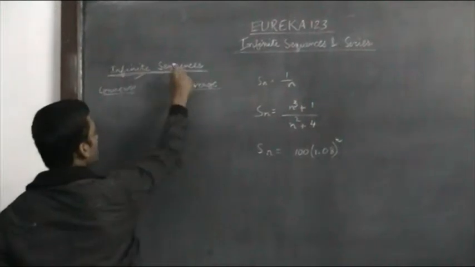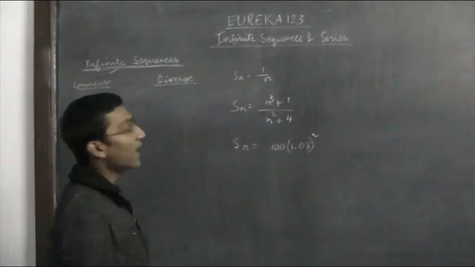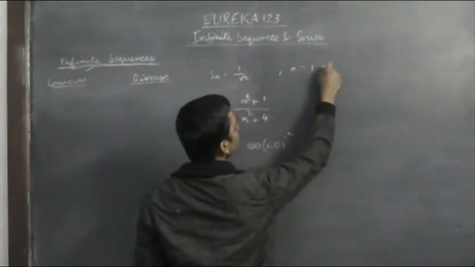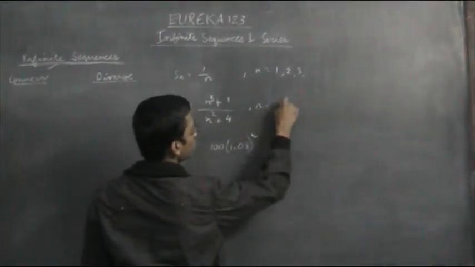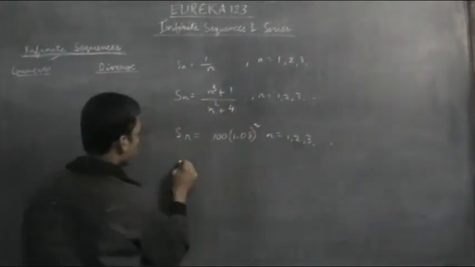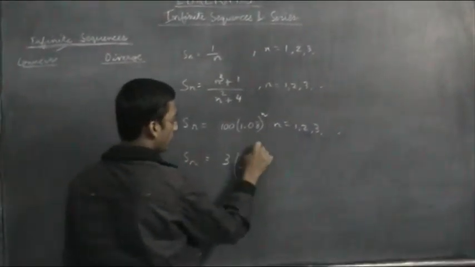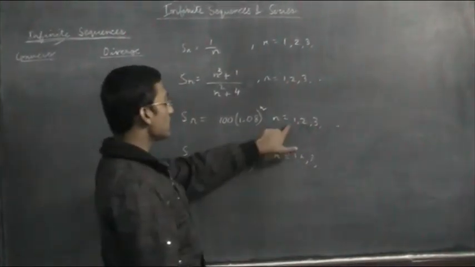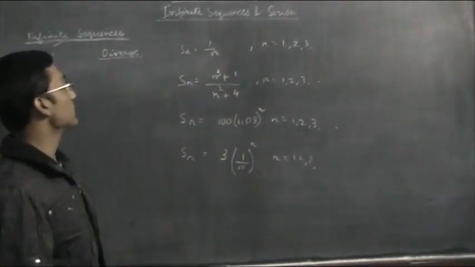So what is an infinite sequence? An infinite sequence is basically a sequence whose domain is the entire set of positive integers. So here n equals 1, 2, 3 and so on, here also n equals 1, 2, 3 and so on. Let's say one more sequence, 3 into 1 by 10 to the power n, n equals 1, 2, 3 and so on. So we see that the domain is the entire set of positive integers, hence all four of them are infinite sequences.